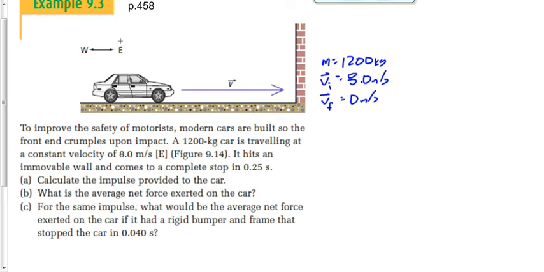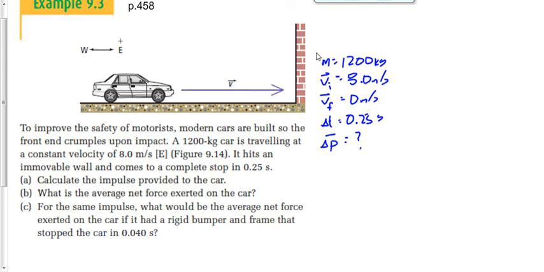It comes to a complete stop in 0.25 seconds. Delta t is 0.25 seconds. So we want to find the impulse, delta p. Now, we have really two equations that we can use for impulse. Delta p is equal to F times t, or delta p is equal to m times delta v.